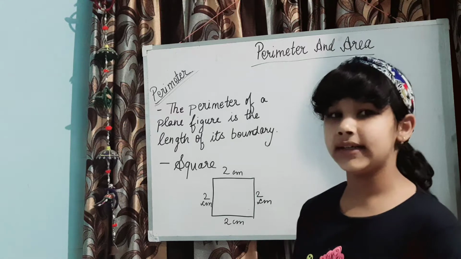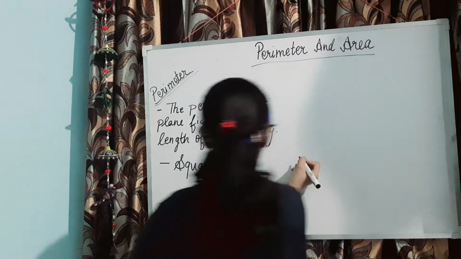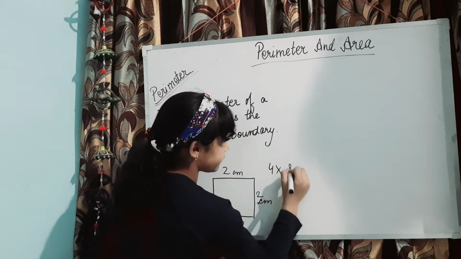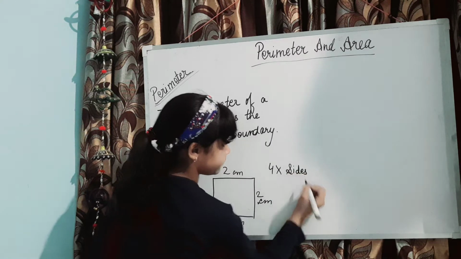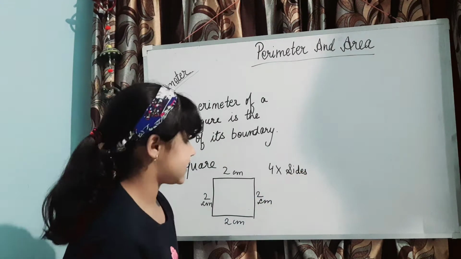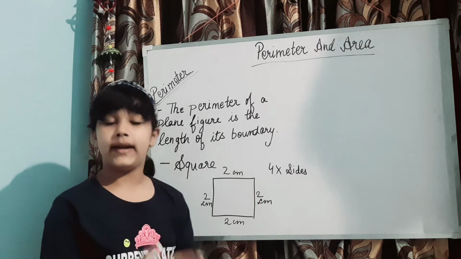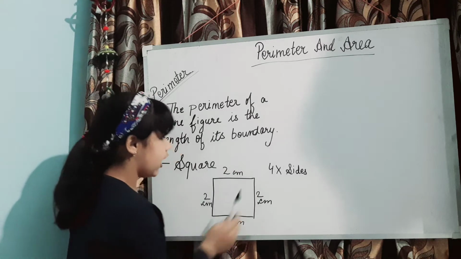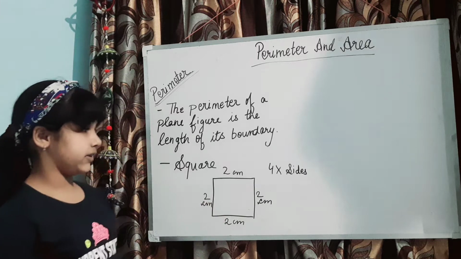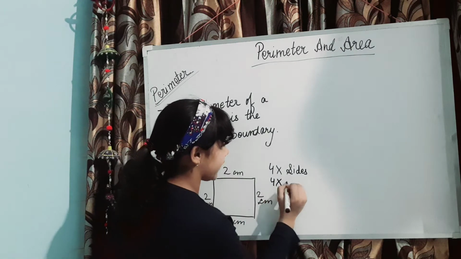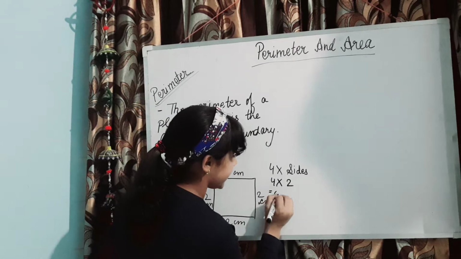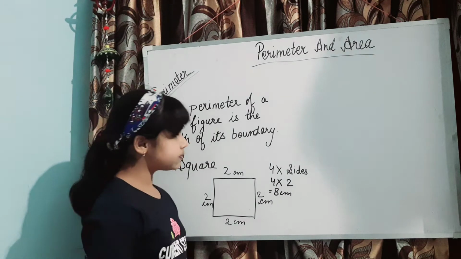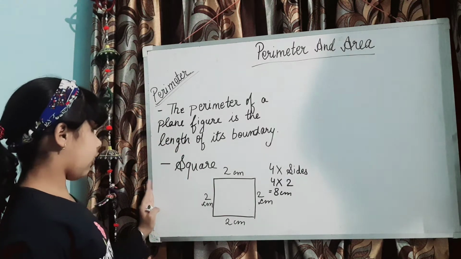Now the perimeter will be, it has a formula which is 4 multiplied by sides. Okay, what is 4 multiplied by sides? It means we have to multiply 4 with the length of one side. What is the length of one side? It is 2 cm. So it will be 4 multiplied by 2 cm, which will be 8 cm. So the perimeter of the square is 8 cm. Okay, so now we have learned how to take out the perimeter of a square.